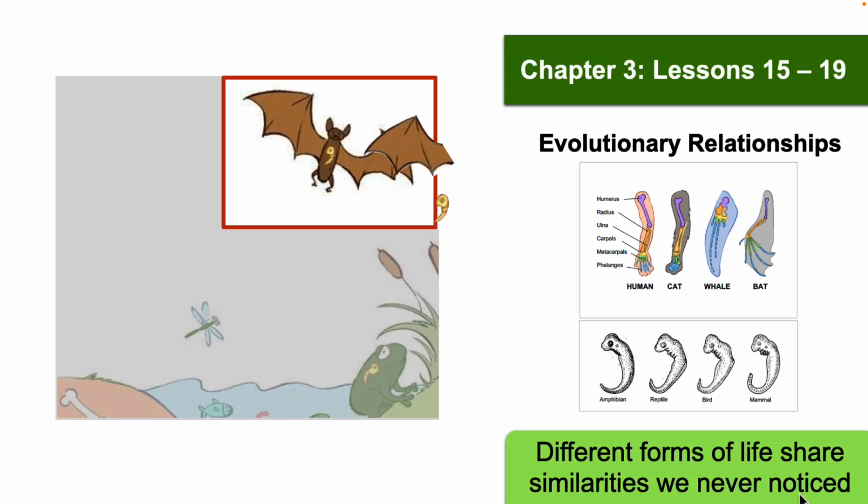In chapter 3, we look at the evidence from bone structure and embryo development, and we realize that different forms of life share similarities that we may never have noticed. Some of those similarities are evidence of common ancestry, while others are evidence of organisms making similar changes to meet the needs of similar environments, like bats and birds both developing wings. We try to follow the evidence to figure out which is which.